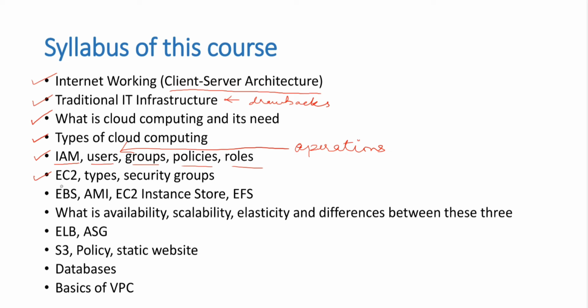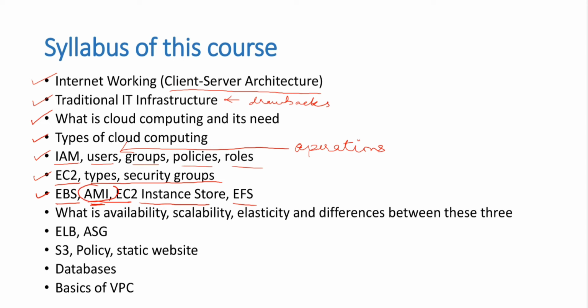Next, we will see what is EC2. EC2 is the compute service of Amazon. We will see its types and we will see the security groups as well. Next, we are gonna see the EBS. EBS means Elastic Block Store, and it is a block store service for AWS. Then we will see AMI, EC2 Instance Store, and EFS. We will see the differences between them.